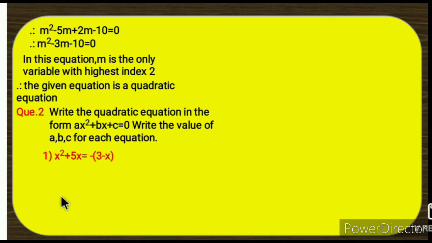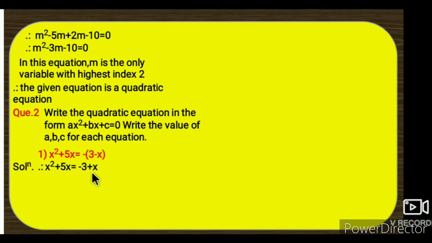First example is x² + 5x = −(3 − x). First solve this bracket. Therefore the equation is x² + 5x = ... when there is a minus sign outside the bracket, the sign of each term inside the bracket will change. Therefore −3 + x.